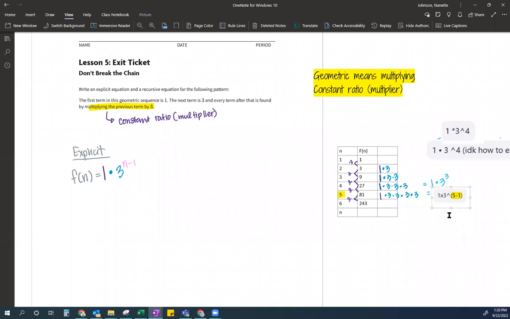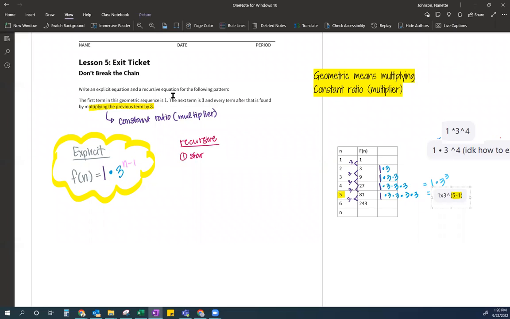All right, moving on. Okay, so that is my explicit. Done. Check. I'm going to put a little highlighty box around it because that means I'm finished. And then it said, also write the recursive equation. So remembering our recursive equation, recursive comes in two parts. Number one, starting point, and number two, the rule.